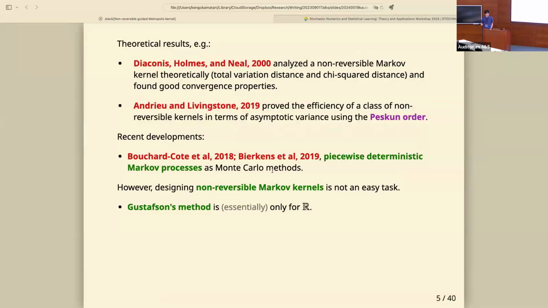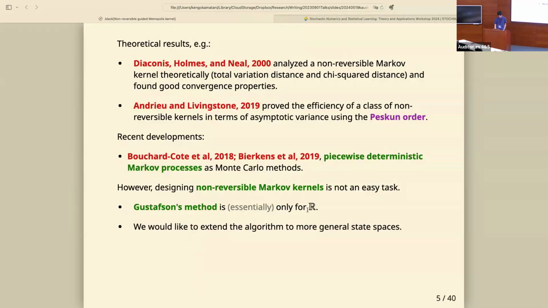However, designing non-reversible MCMC is not an easy task. As I mentioned, reversibility is just two points, but for non-reversibility, we need to care about so many points. And the Gustafson method is nice, but essentially only works for one-dimensional Euclidean space. We would like to extend this algorithm to more general state space, and this is our talk today.